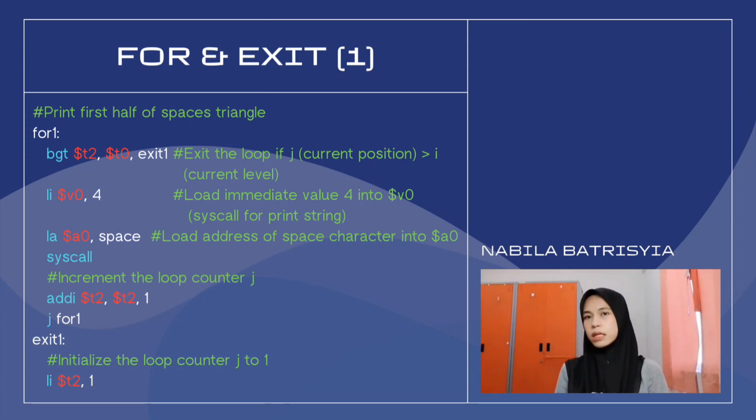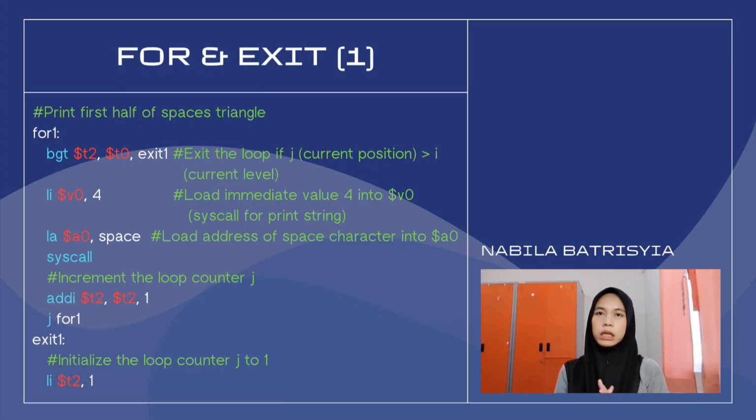For the next line is J for 1. J means jump, which unconditionally jumps back to the beginning of the loop, which is starting from the for 1 and continuing the iteration until the exit condition is met. For the last line, which is exit, the line is used to initialize the loop counter register T2 to 1. And it is also presumably for the next iteration or subsequent code.